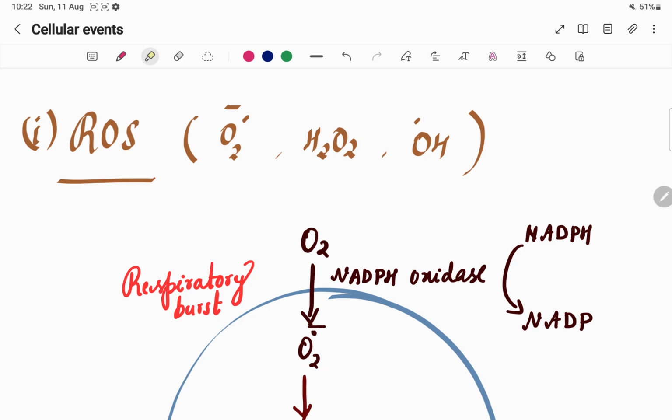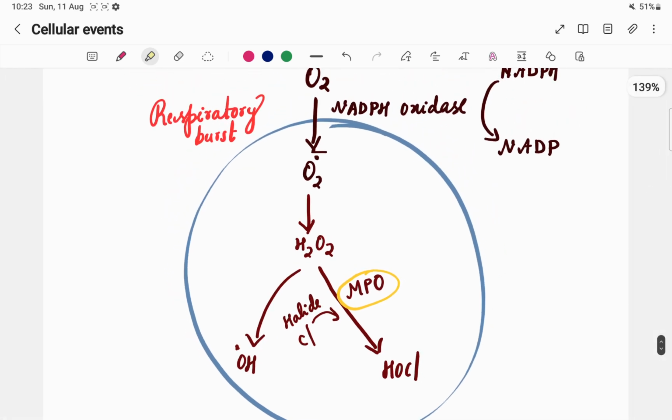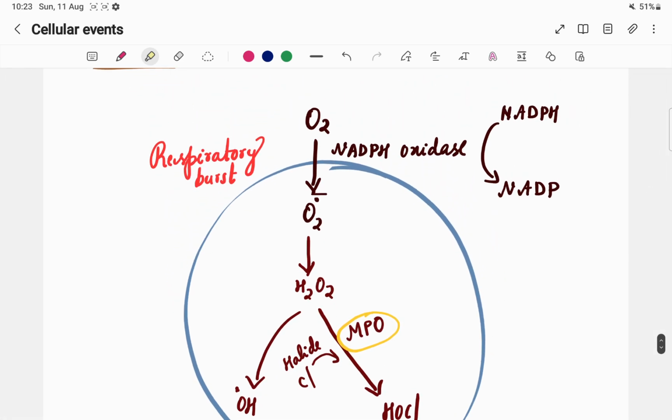Mainly 3 types of ROS are dealt with. The first one is the superoxide ion, the second is hydrogen peroxide, and the third is hydroxyl ions, which are highly reactive. So this is the whole thing about reactive oxygen species. First, a lot of oxygen is present outside, and this oxygen gets converted into the reactive superoxide form by NADPH oxidase. Along with this, NADPH gets oxidized into NADP. So rapid activation of NADPH oxidase converts oxygen into the superoxide ion.